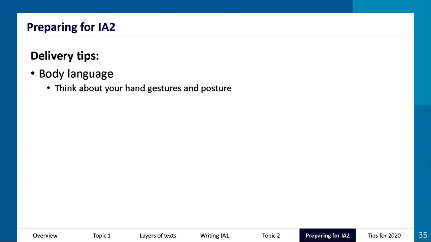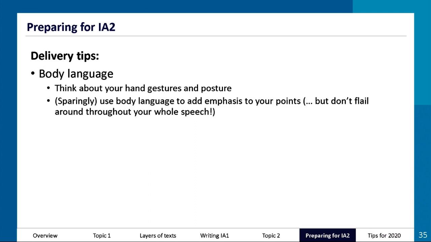Body language. Think about your hand gestures and your posture and how you're presenting yourself. Use body language to add emphasis to your points. Don't be up the front doing the Mexican wave because you got told to use hand gestures, but add emphasis and use hand punches and point at things. If you look for examples of persuasive speeches online and actual video recordings of people speaking, you'll notice that they do a lot of hand gestures and gesticulations to draw your attention to particular things.